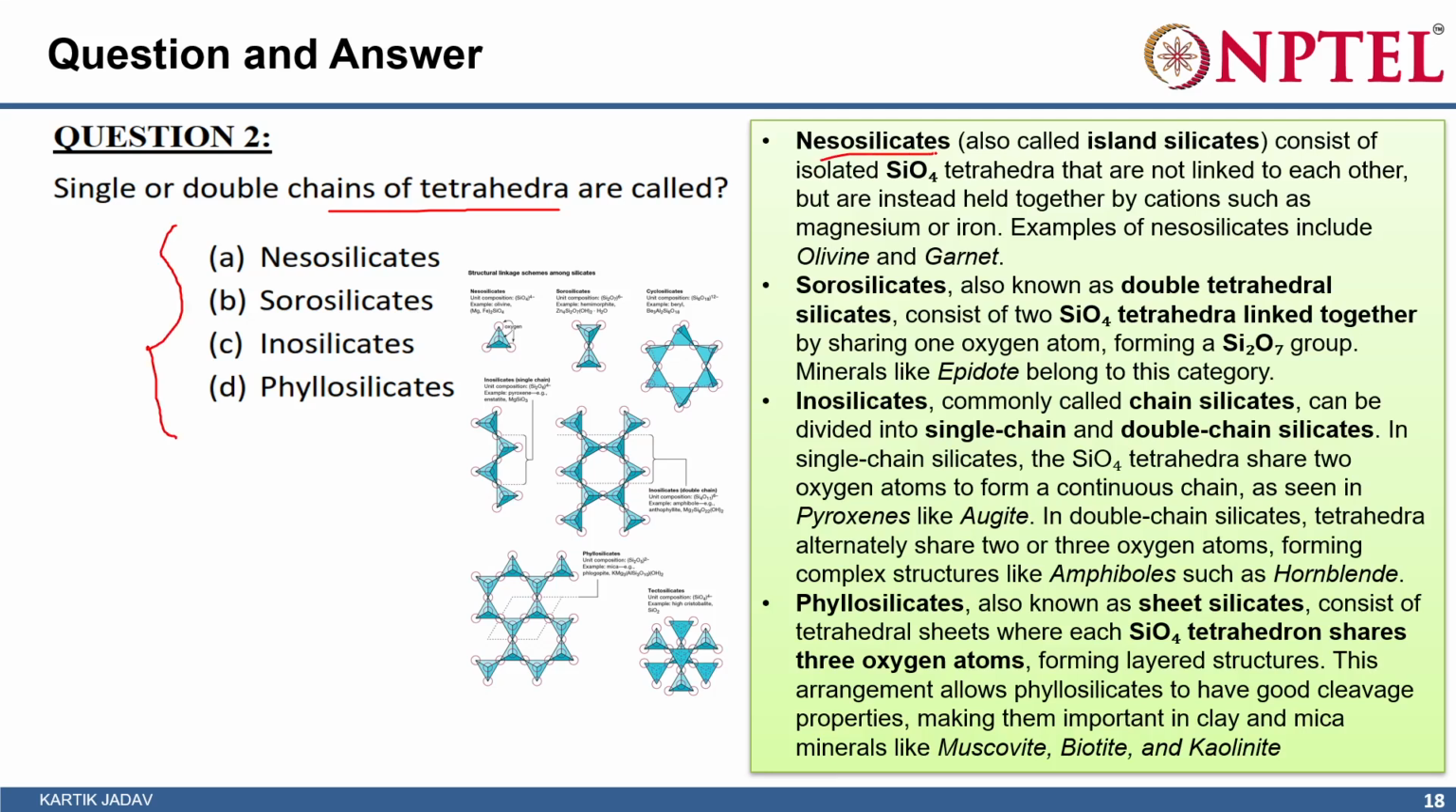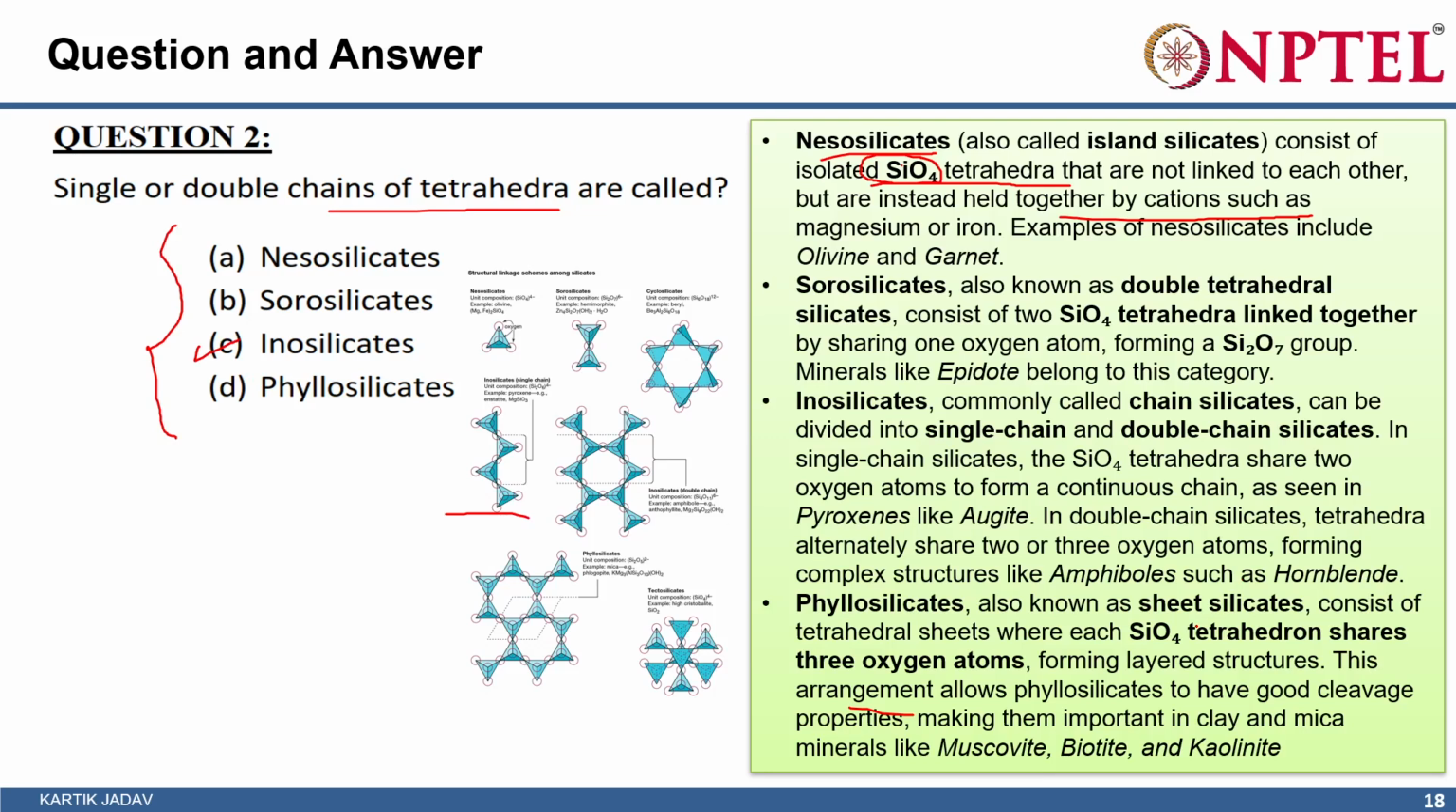Nesosilicates, also known as island silicates, consist of isolated SiO4 tetrahedra that are not linked with each other but are instead held together by cations such as magnesium and iron. Sorosilicates are also known as double tetrahedral silicates. Inosilicates are commonly called chain silicates and can be divided into single chain and double chain silicates. So single and double chains of tetrahedra are generally known as inosilicates.